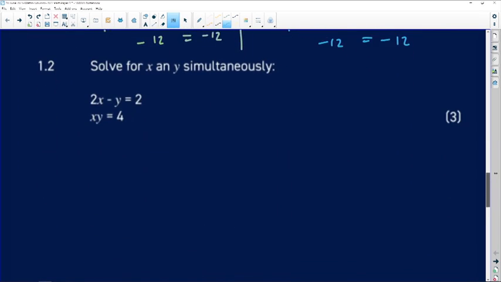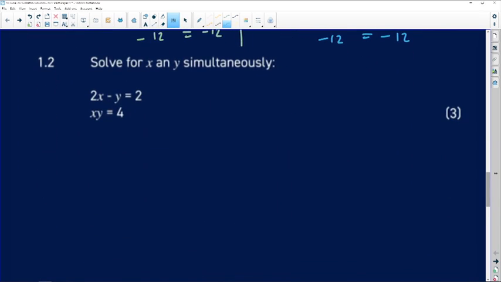Now the next question is question 1.2 quickly. This one is asking us to solve for x and y simultaneously. Now, in order to solve for x and y simultaneously, of course, we've got two equations. I'm going to name the first one equation 1, and I'm going to name the second one equation 2.